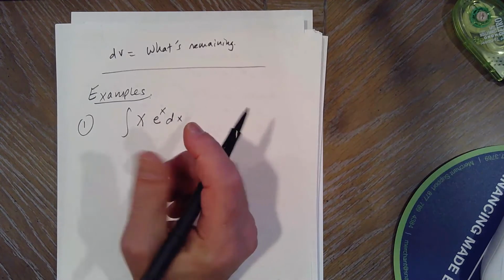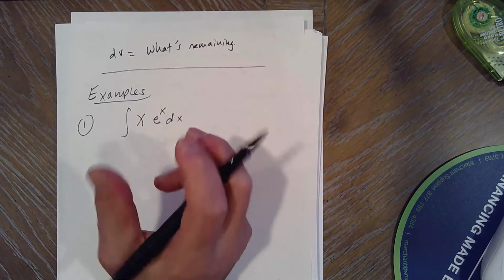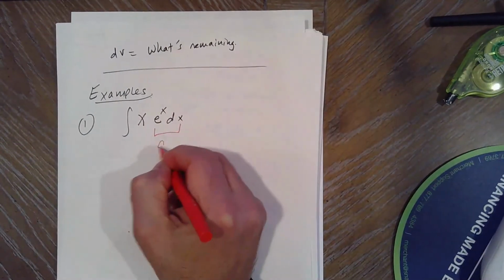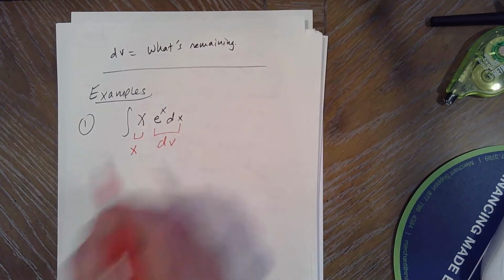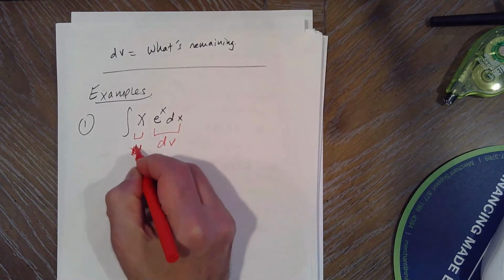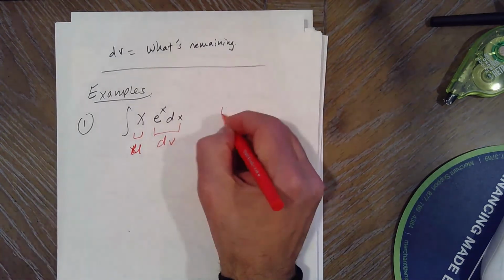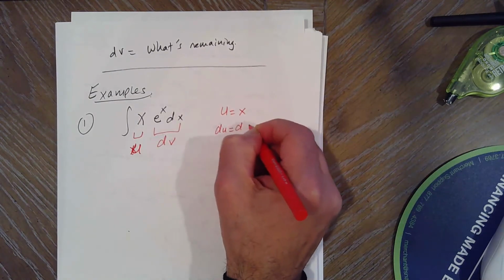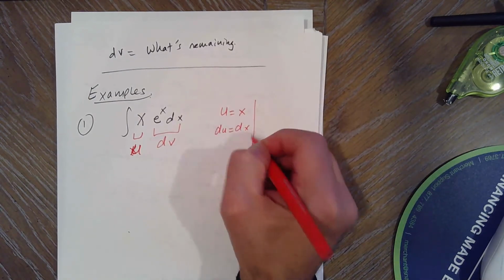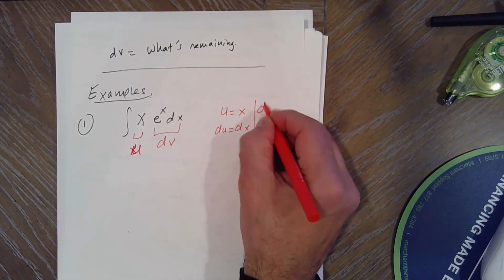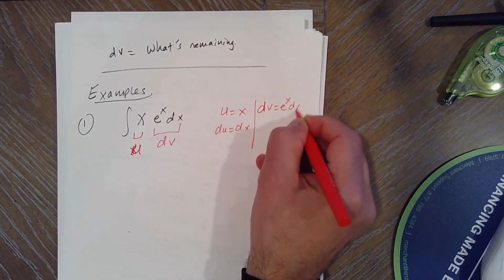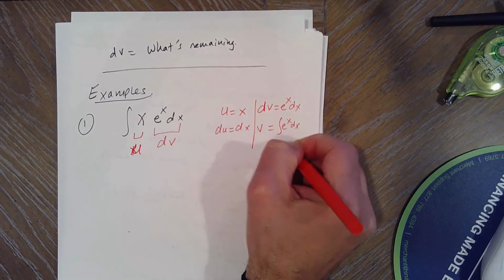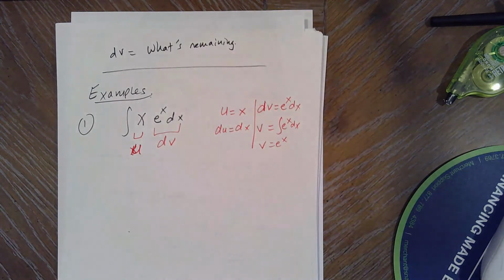According to the statement, we let dv be the most complicated part of the integral, which would be this guy, and that means u is x. If we let u equals x, then du is dx, and you can see du is simpler than u. Then we let dv equals e to the x dx. Integrating, the integral of e to the x dx is e to the x itself. So we're going to write this down.